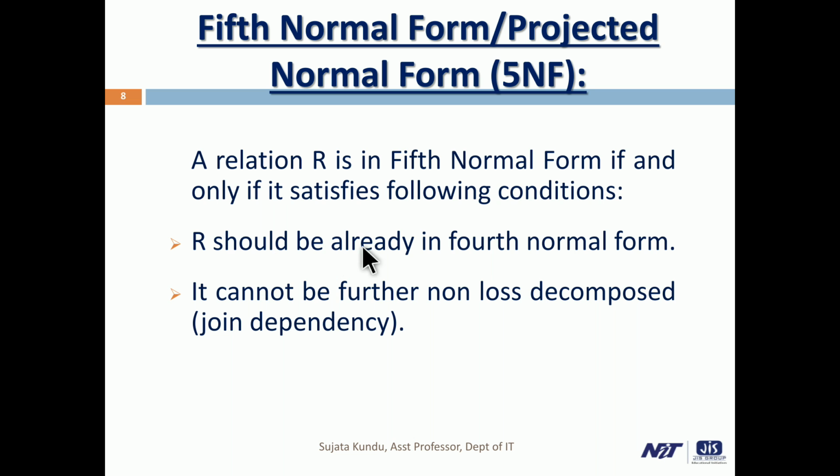That means R should already be in 4NF, that means it is in first NF, second NF, third NF, and this NF. Then it is in fourth NF, and it cannot be further non-loss decomposed, that is, it will hold the joint dependency. Then we can say that this relation is in 5NF.